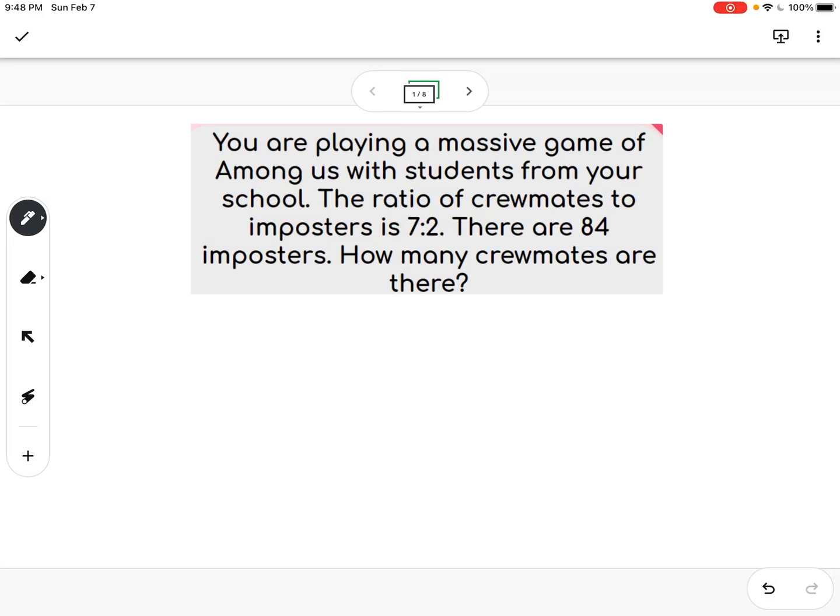Let's walk through setting up this ratio problem. So the first thing we're going to want to do is identify key pieces of information. So let's go ahead and read what we have. It says you are playing a massive game of Among Us with students from your school. The ratio of crewmates to imposters is 7-2. There are 84 imposters. How many crewmates are there?